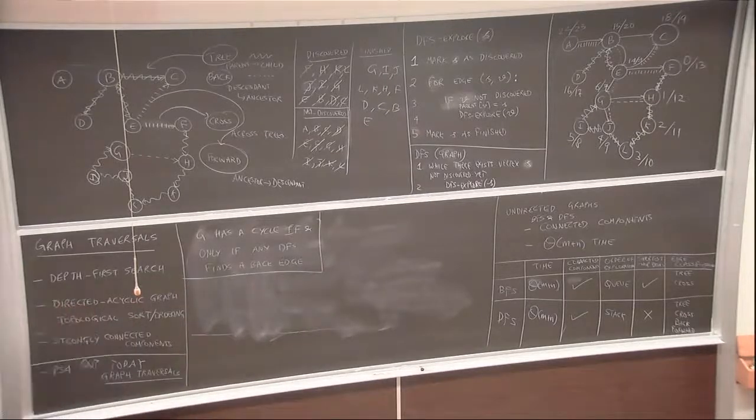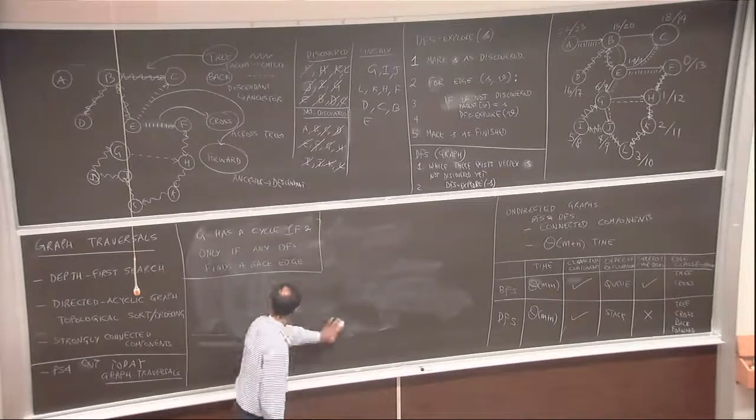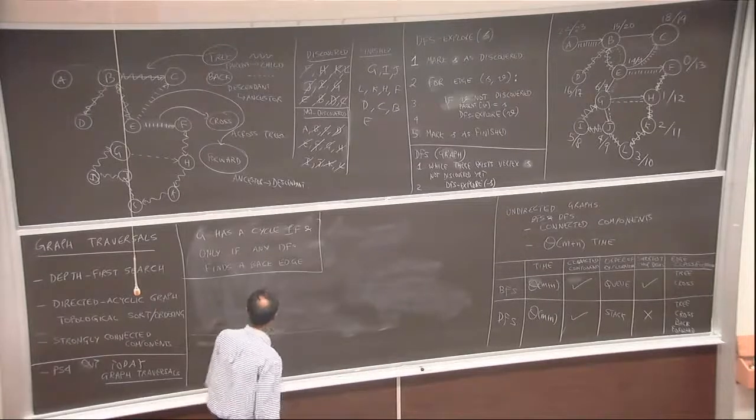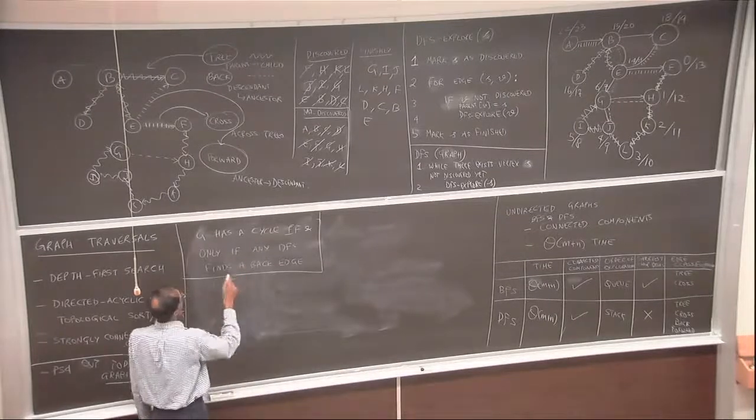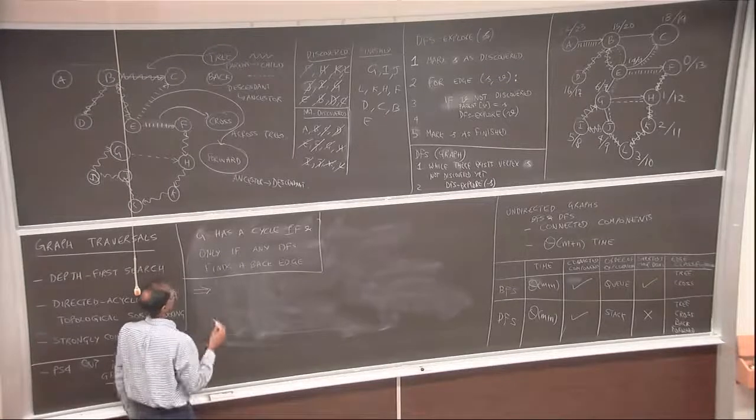Can we try to argue this? Why is this the case? Okay, and I'm going to give a slightly informal proof here. Again, this is if and only if, so we need both directions. Let's suppose G has a cycle.